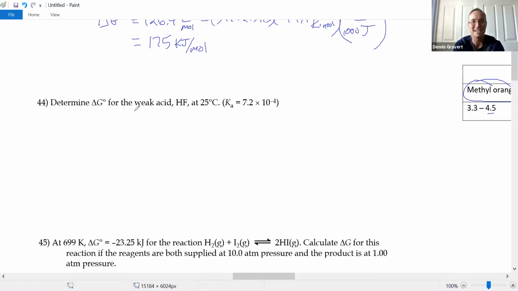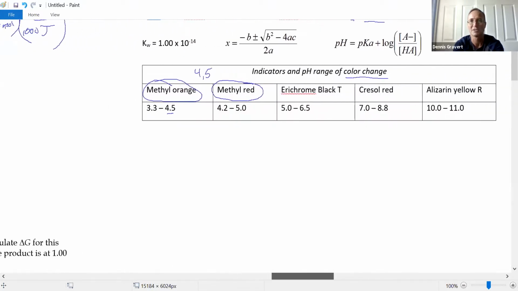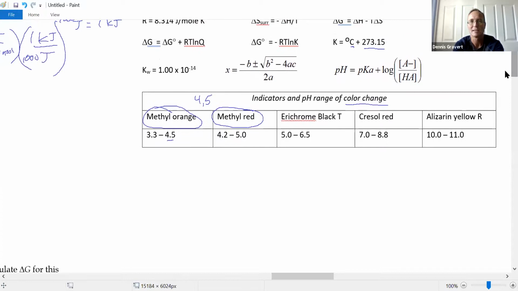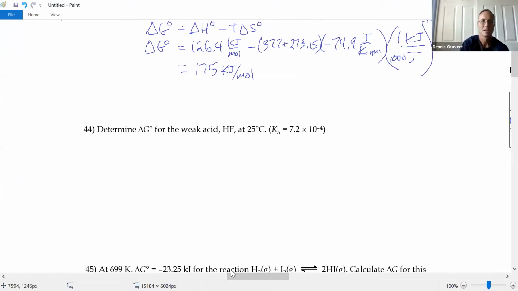Anyways, determine delta G for the weak acid, Kf, and we have an equilibrium constant. Well, let's go find an equation with the G and a K in it. Yeah, that one right here. Delta G equals negative RT ln K, natural log of K. Cool. You want that.